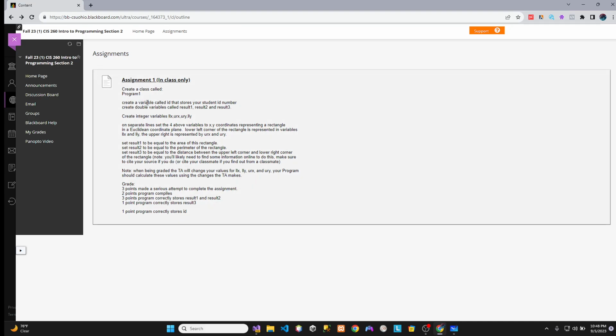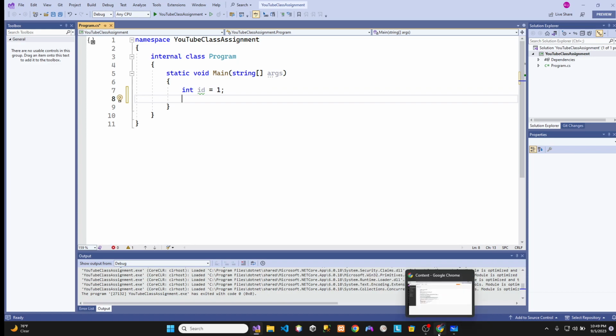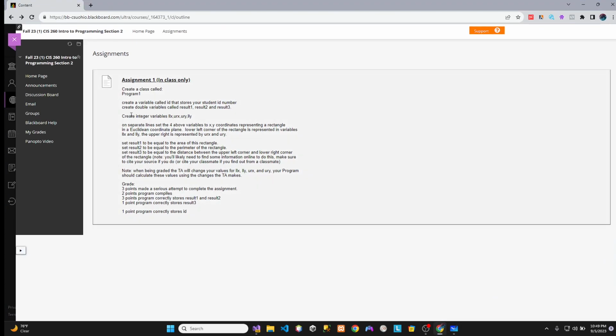It says create a variable called ID that stores your student ID number, which we can do with an integer because we don't need doubles to store the ID number. Just as an example for this video, I'm gonna put 1 in, even though my student ID is not 1. I'm just gonna put 1 for the video.